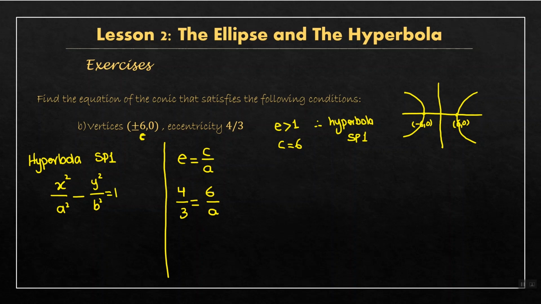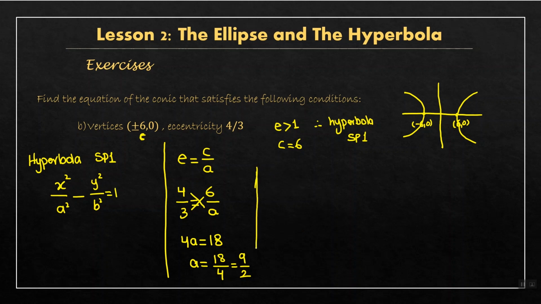How do we do that? I am going to cross multiply. So 4A is equal to 3 times 6 is 18. I will divide by 4 both sides. So A is equal to 18 over 4. After cancelling, it's going to be 9 over 2. So now I've found A. Good. We have found now A.